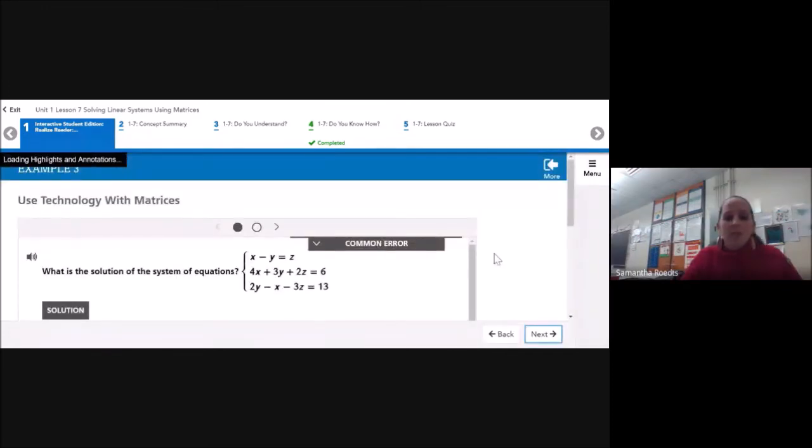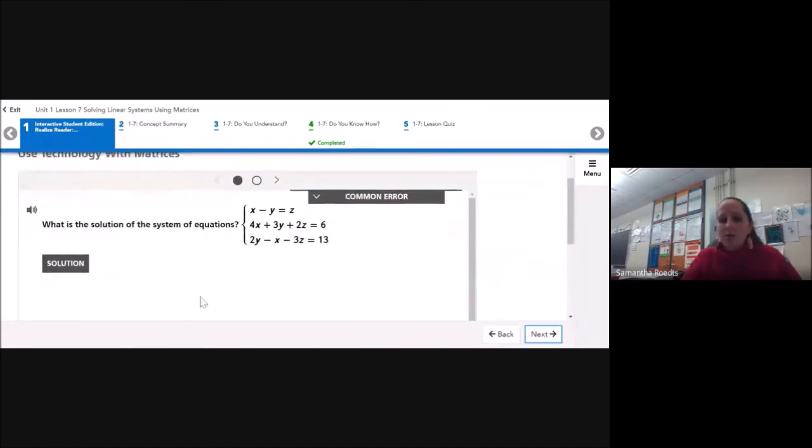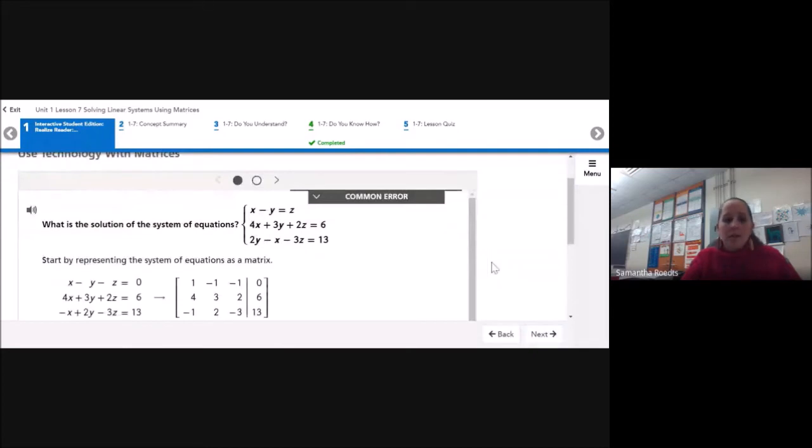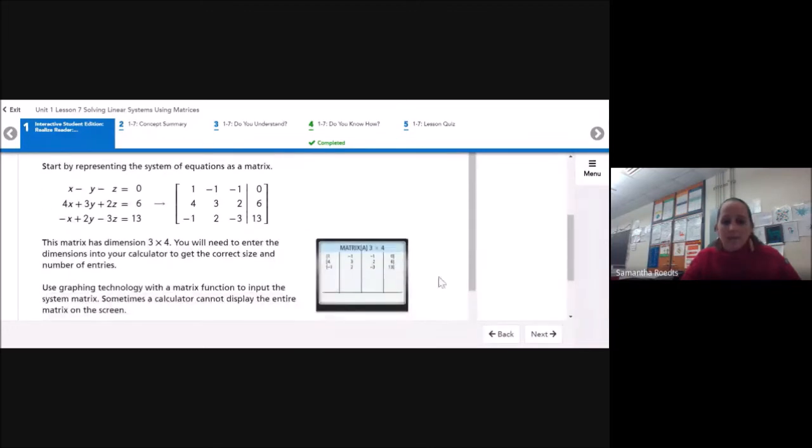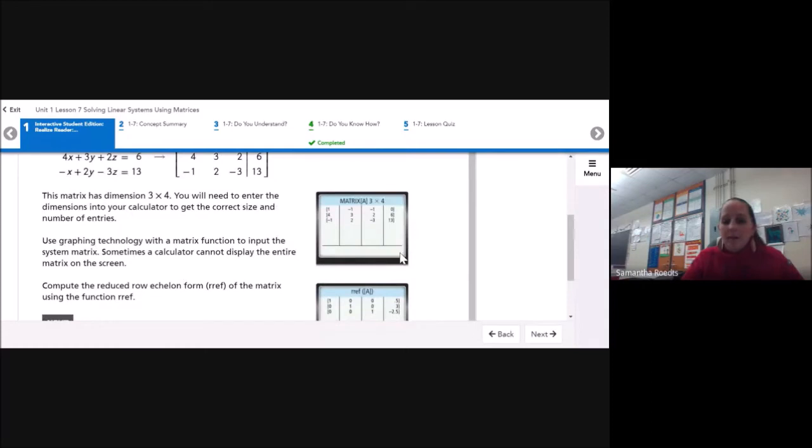All right, so using technology with matrices, what is the solution of the system of equations x minus y equals z, 4x plus 3y plus 2z equals 6, and 2y minus x minus 3z equals 13? Okay. So again, I convert this to a matrix. I put it all into a calculator. It does it for me.